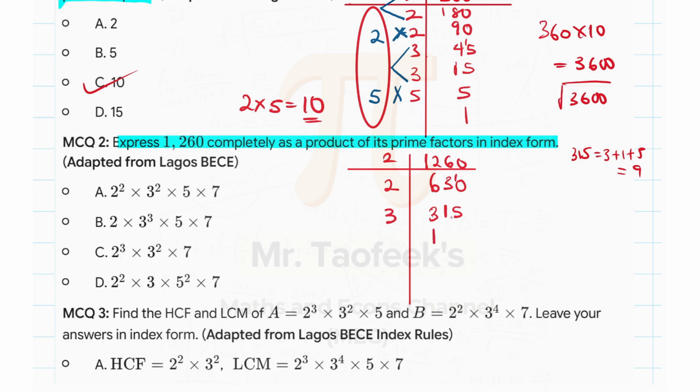3 in 3, 1. 3 in 1, 0, right? And you must write that 0. A particular mistake students make here is that they don't tend to write that 0, and that becomes a problem, right? So 3 in 3, 1. 3 in 1 in the middle there, 0.